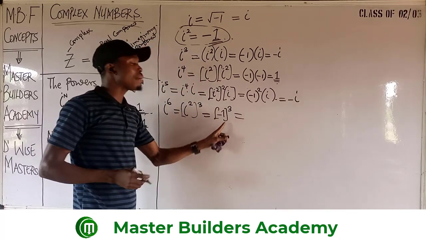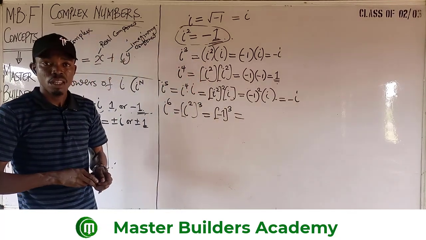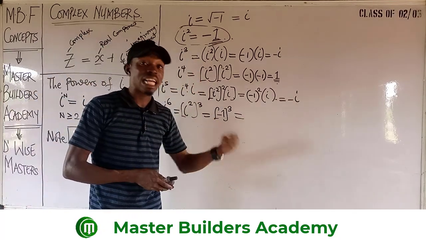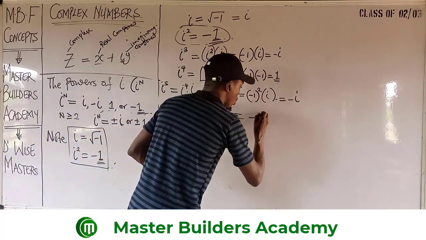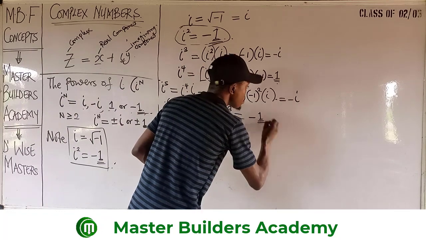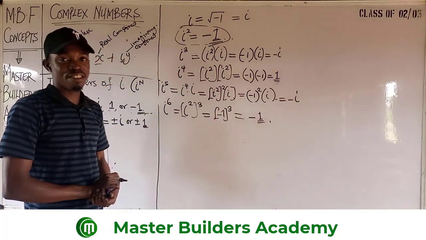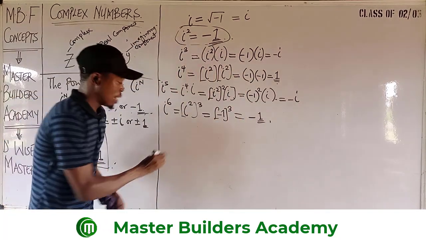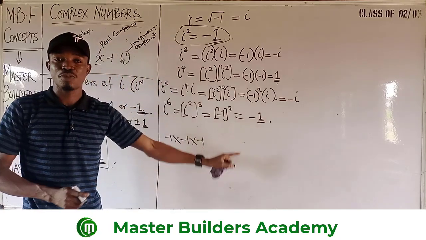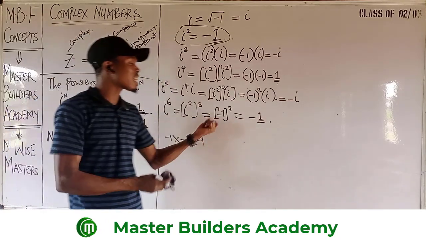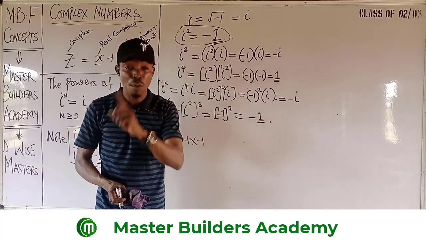Anytime a negative value is raised to an odd power, the outcome becomes negative. So this automatically gives us minus 1. That's the answer to this. Minus 1 times minus 1 multiplied by minus 1, all of these will give you negative 1. You can actually test this with the help of your calculator.